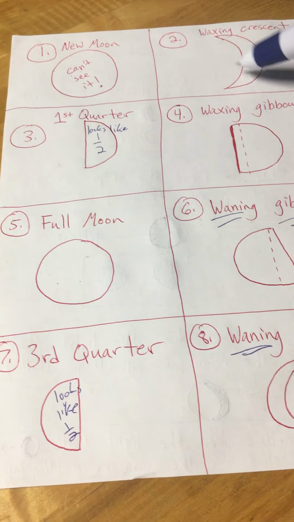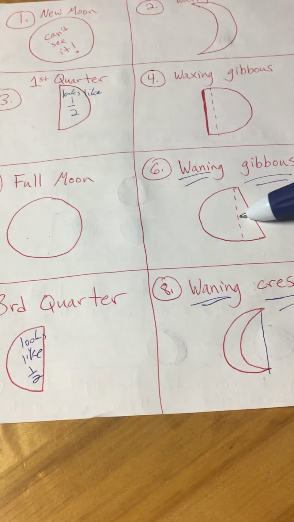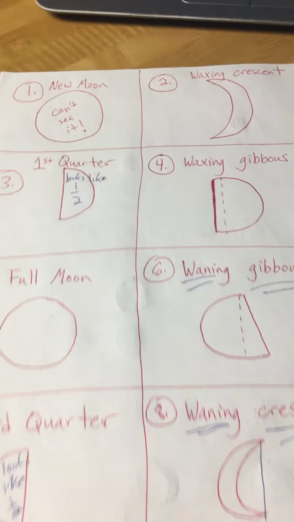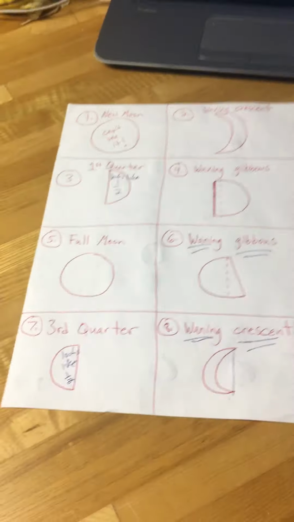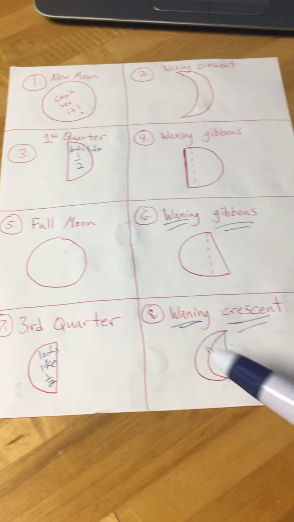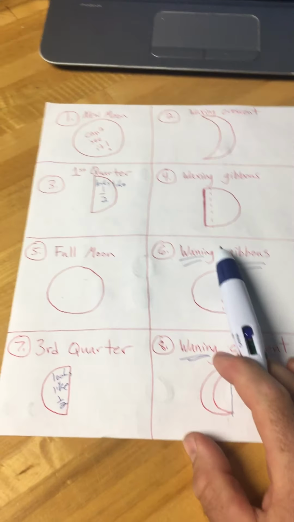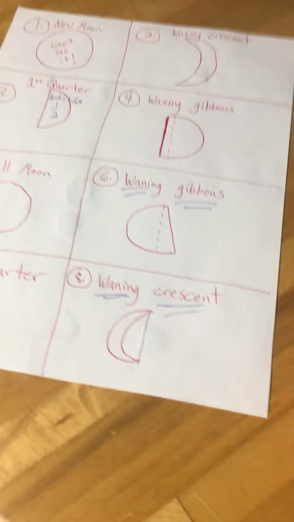So notice how it gets bigger and bigger and bigger, and then it's as big as it can get. Then it gets smaller and smaller and smaller until it's back to where we can't see it anymore. All right, so that's how it works. There's 8 different phases, but sometimes people say there's 9 phases because then it ends up back at the new moon. So I always call it 8 different phases. All right, so let's keep it moving.